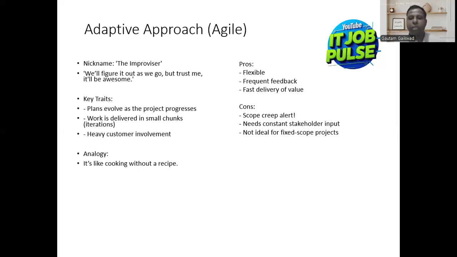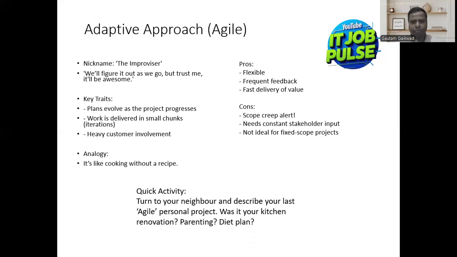And then the cons: scope creep alert. Scope creep can happen because we are changing the requirements, and it needs constant stakeholder input. Definitely, stakeholder input is required. Not ideal for fixed scope projects. As we mentioned, if we are certain about things, then Agile is not required.